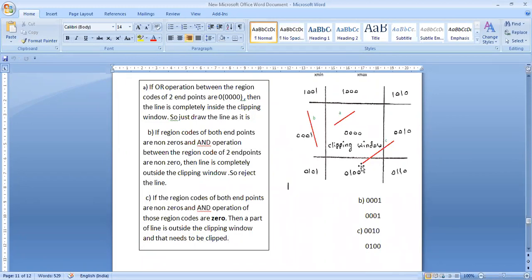Okay, that means this part and this part is outside. That means some part is outside, which needs to be clipped. Now the first part is over, where we came to know which line is inside the clipping window, which line is completely outside the clipping window, and which line is partially inside and partially outside the clipping window.